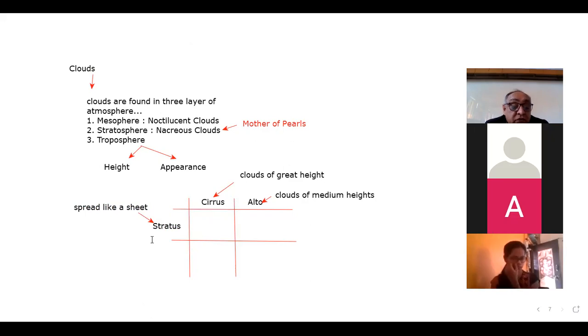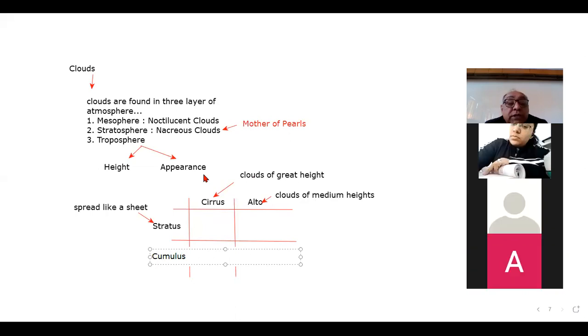And the second type of clouds are bumpy clouds, right? Bumpy clouds, meaning cumulus clouds, which are in the shape of a cauliflower, right? So which are in the shape of a cauliflower, we can say. So these are the two forms of clouds, right?